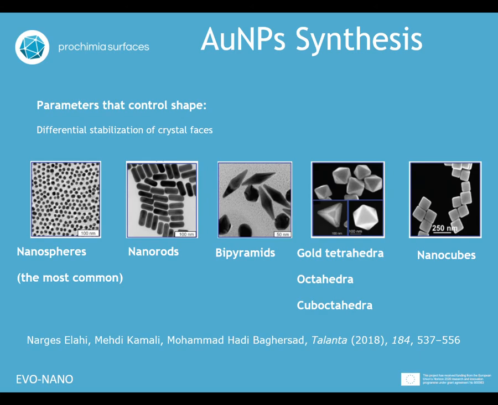Also, the shape of the gold nanoparticles can be controlled, and as you can see, I have selected examples from the literature. The most common nanoparticles are with the nanosphere shape. Also, nanorods can be obtained, as well as bipyramids and gold tetrahedra, octahedra, or cuboctahedra shapes. Also, nanocubes of gold nanoparticles can be produced efficiently.